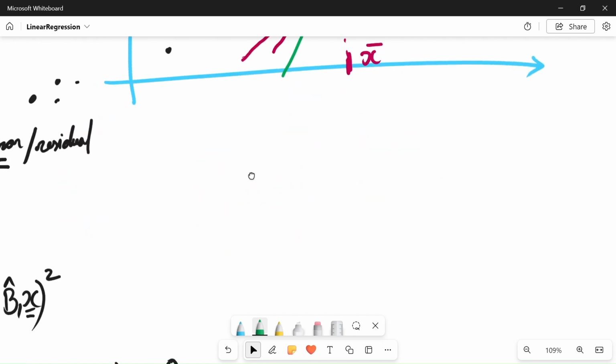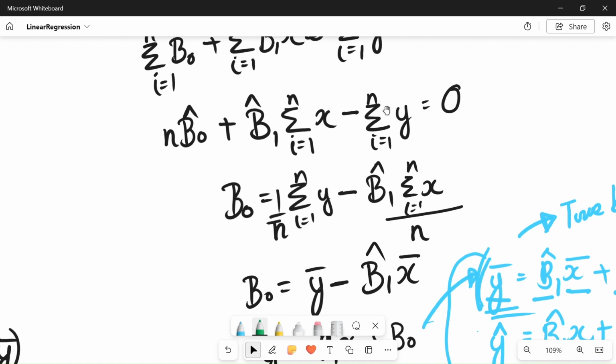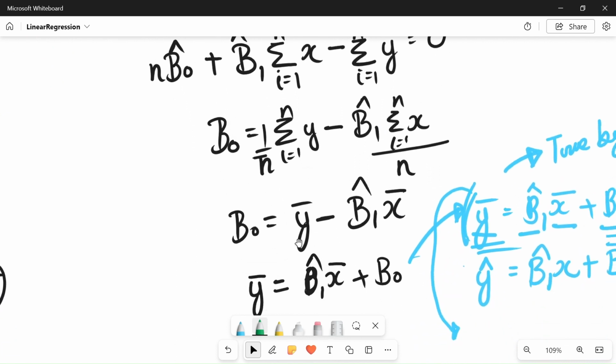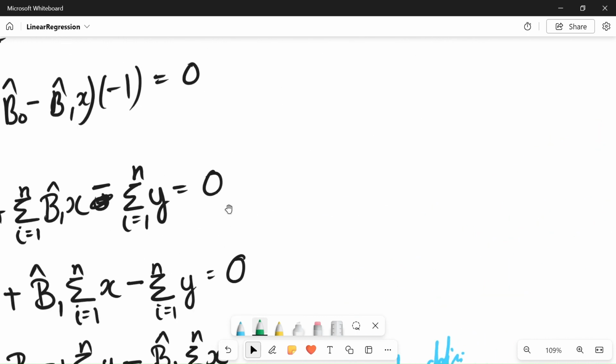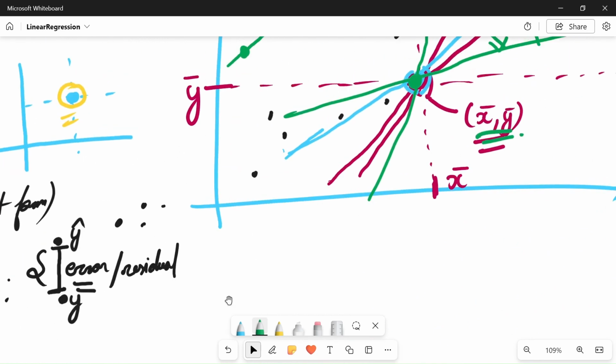Now, as you can see, beta naught can easily be found by this formula: y bar minus beta 1 hat times x bar. But to find beta 1, we'll have to apply another formula, which is called the OLS formula for slope estimation, and that we'll discuss in the next video.